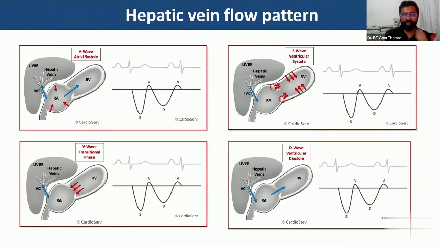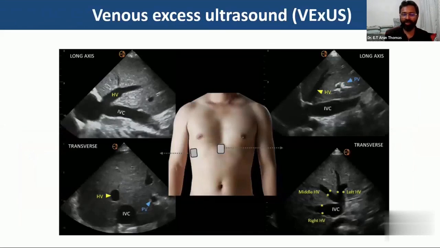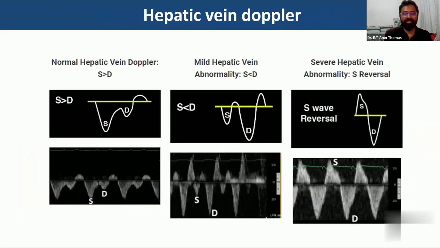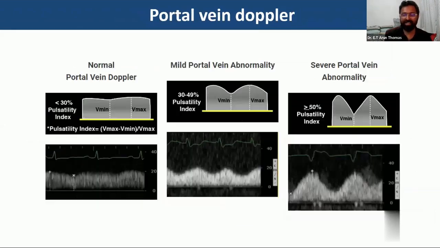Just like the CVP, JVP, we look clinically. There are a lot of waveforms in the hepatic vein, S, V, D, and A. I'm not going into it. You just place the ultrasound probe on the hepatic vein and see. Normally, the venous flow will be predominantly negative. If it is a congested hepatic flow, because the IVC is full and congestion is going into the hepatic vein, and the liver is not draining properly, it will lead to a biphasic waveform. You can see S more than D. So a biphasic waveform means the hepatic vein is congested.